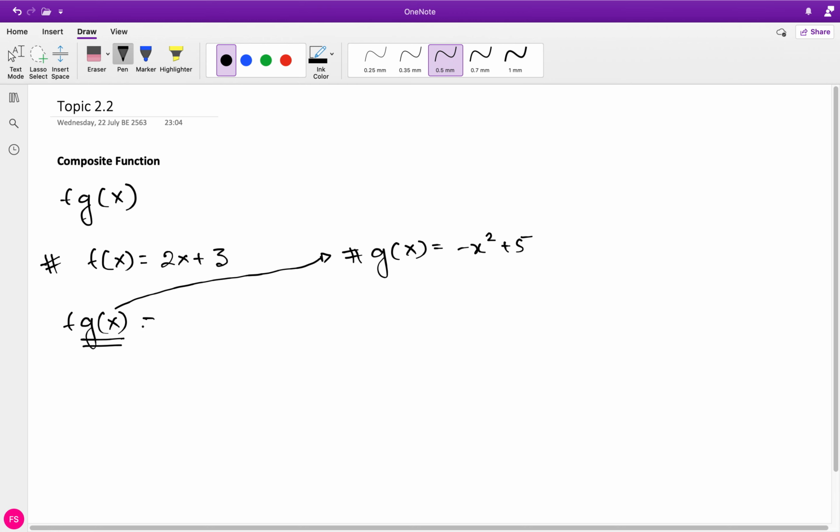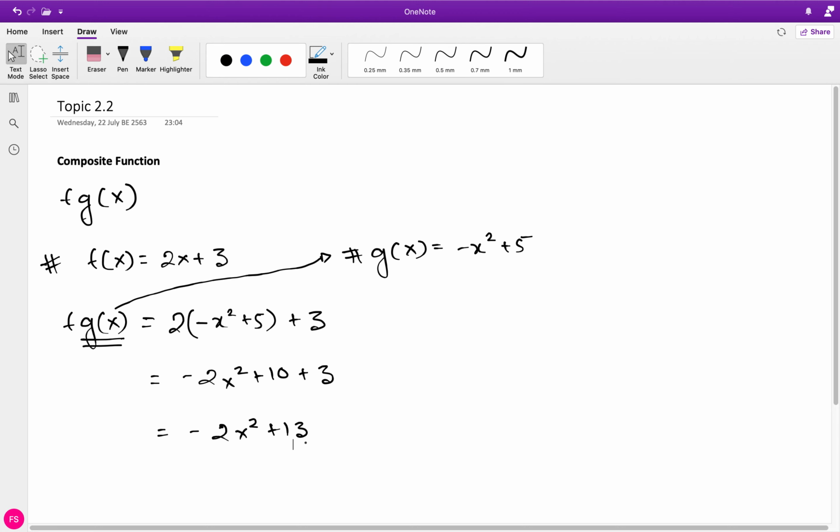Now this equals 2, and in the place of x, I'm going to write this whole function instead of one number. So I'm going to write negative x squared plus 5 and then plus 3 outside. So I'm going to have negative 2x squared plus 10 plus 3, and this will give me negative 2x squared plus 13. This is how you can find a composite function.